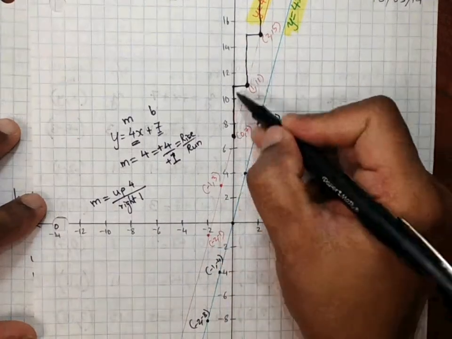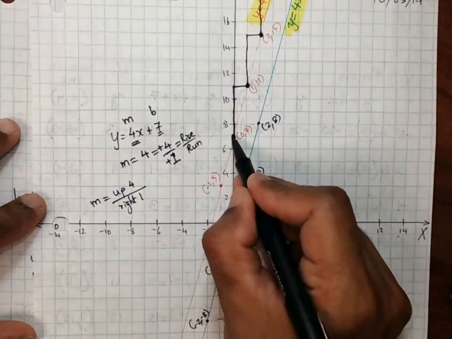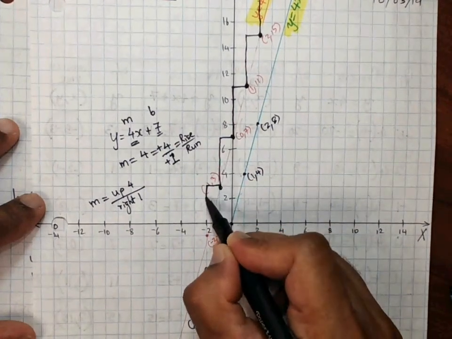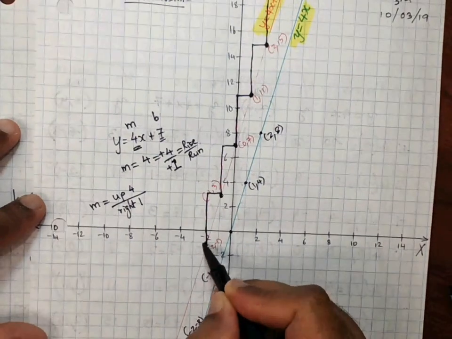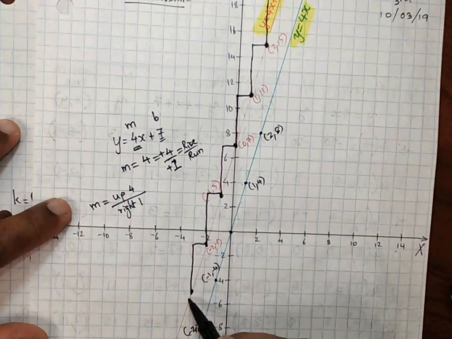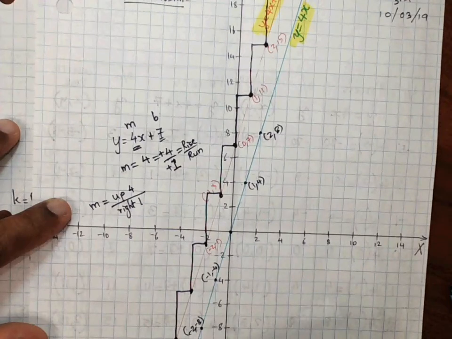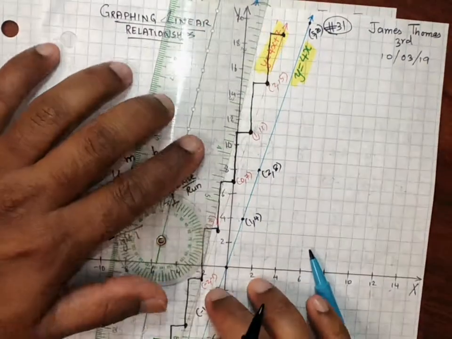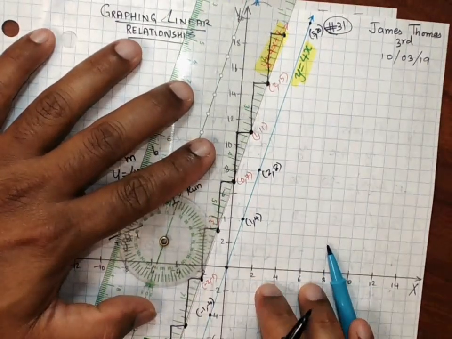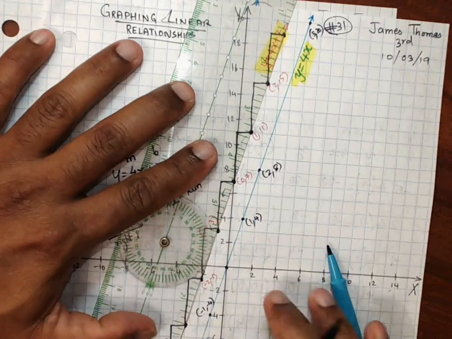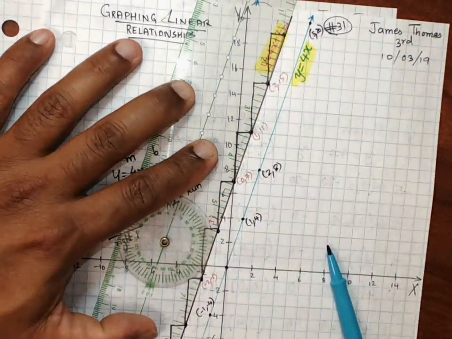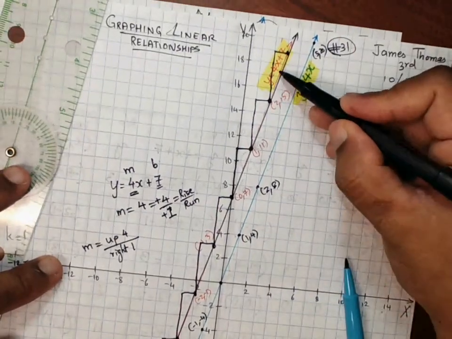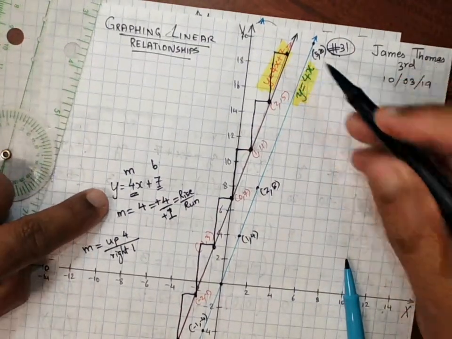Let's say you have to go back. If you're going up 4, right 1, you should do left 1, down 4, plot. Once you plot all these points, you can just take a ruler, set it down, and draw the line through it. All those points should fall on the same line. As you can see, they all fall on the same line, and that is represented by y equals 4x plus 7. That's what we learned today.